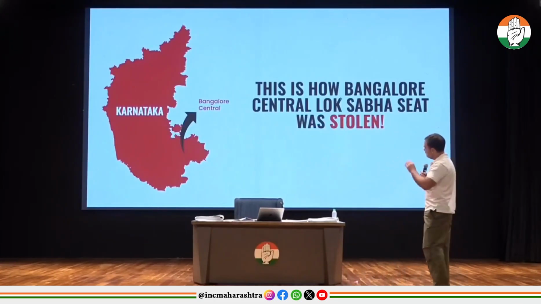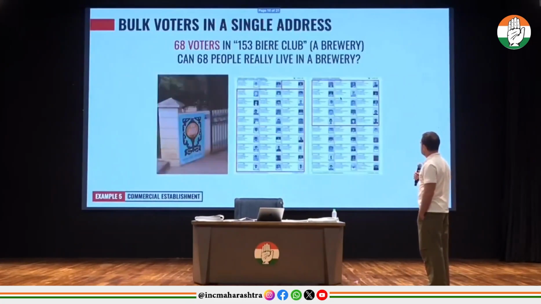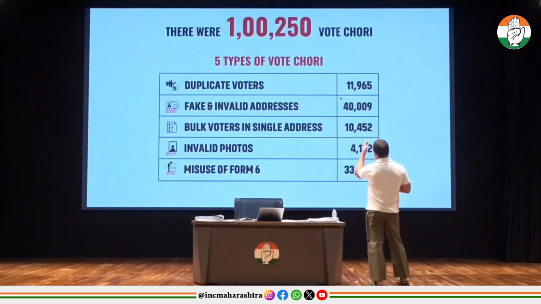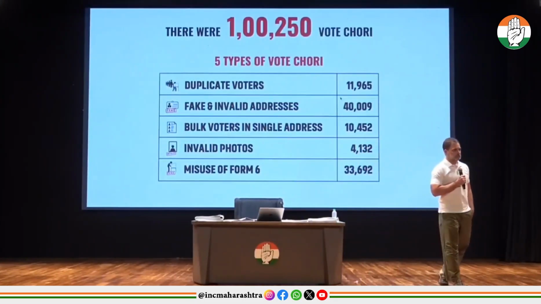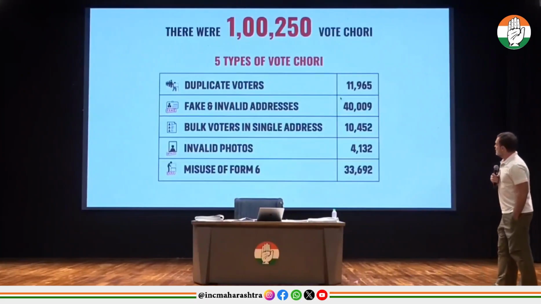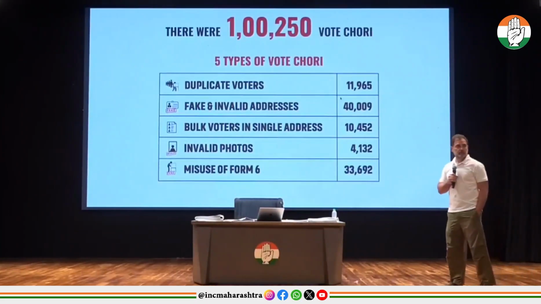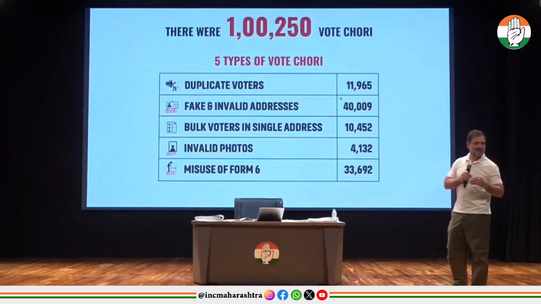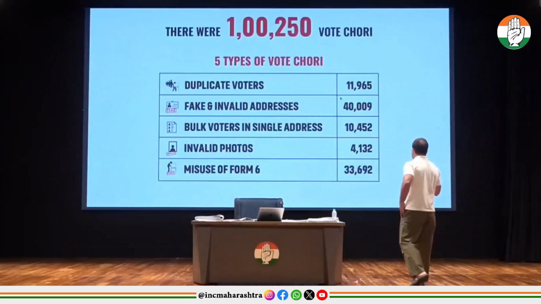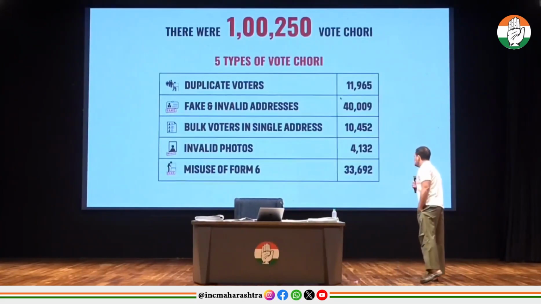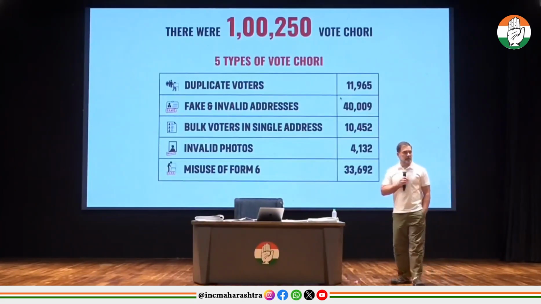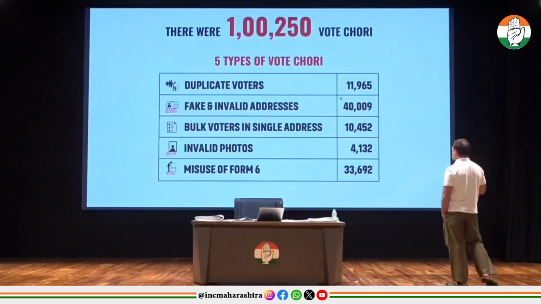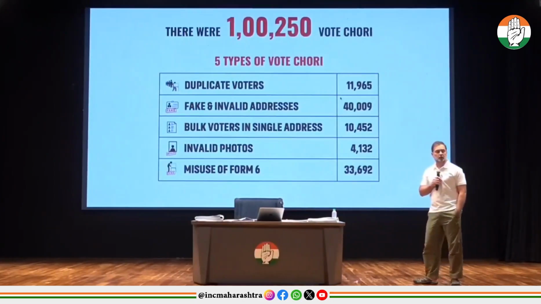Just take me back to the numbers. 1,250,000 stolen, election won in one assembly. Duplicate votes 11,965. Dessert, starter, right? Duplicate voter 11,965. Fake and invalid addresses 40,009. Bulk voters in single address 10,452. Invalid photos 4,132. Misuse of Form 6 33,692.